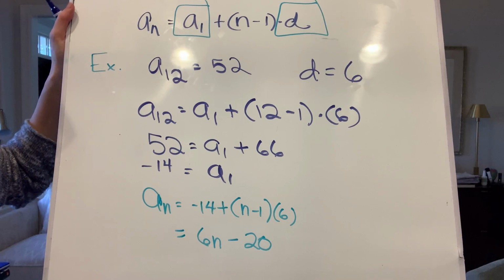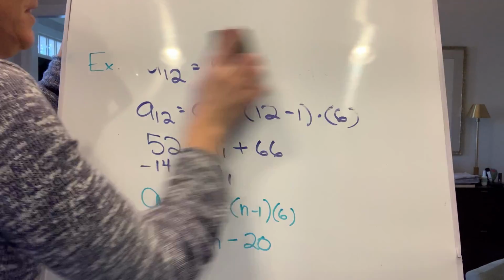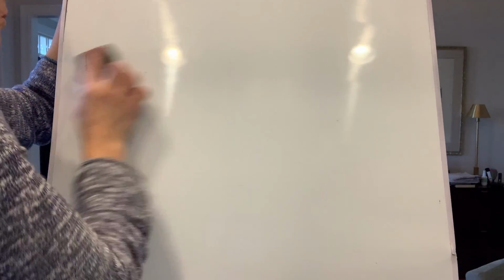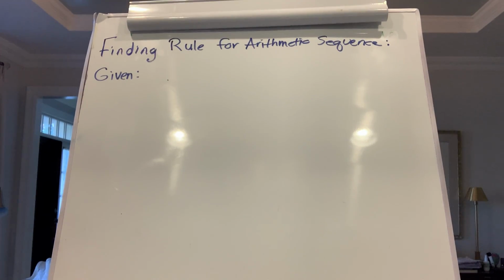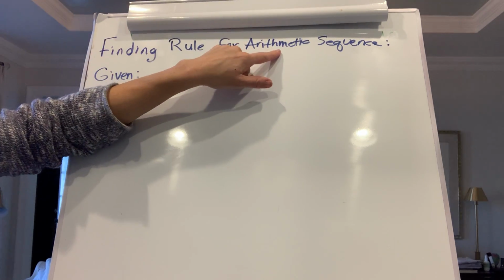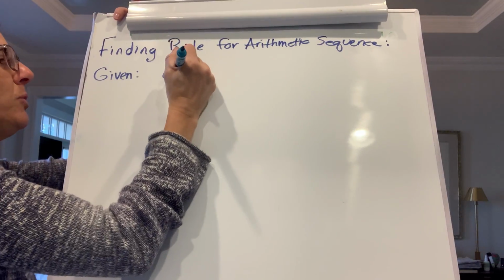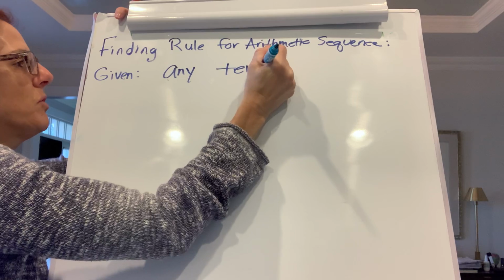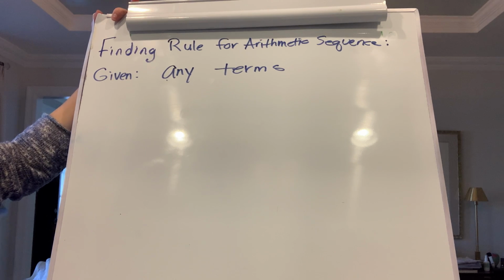All right, let's change our givens and see if we can still write the formula. What if I just gave you any two terms? I didn't even tell you what the common difference is, but I did tell you that it's an arithmetic sequence. So that's the important thing. I tell you that it's an arithmetic sequence, and I'm given any two terms. Can you figure out the formula? You've done this before, guessing and checking.